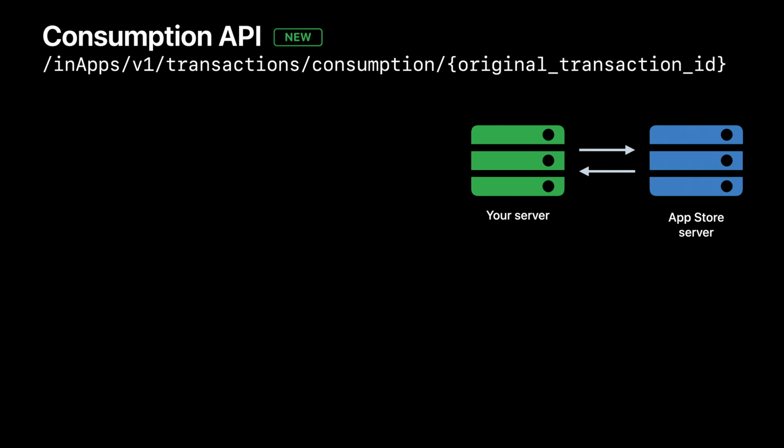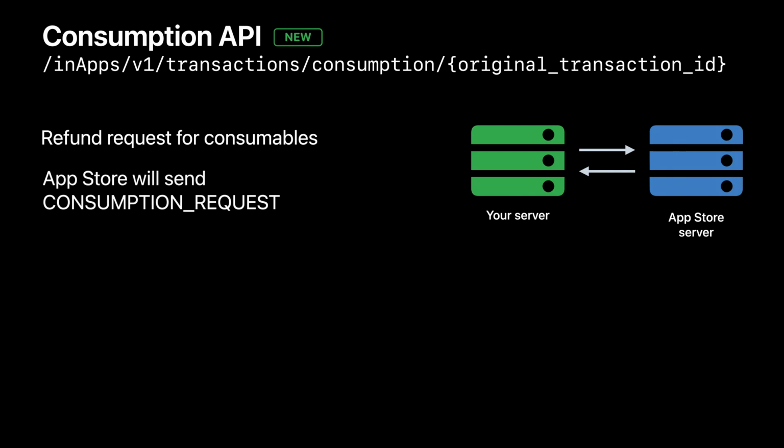With the new Consumption API, you can share information about a customer's in-app purchase with the App Store. When a customer requests a refund for a consumable in-app purchase, the App Store will send your server a new notification called Consumption Request for you to respond back with the consumption data. In most cases, customers start consuming content soon after they purchase it, and knowing this information is helpful in the refund decision process. Make sure to send consumption information to the App Store within 12 hours of receiving the consumption request so it can be used to inform the refund decision.